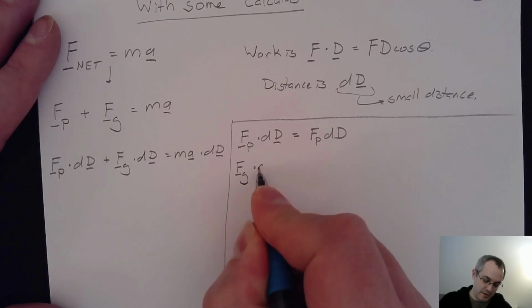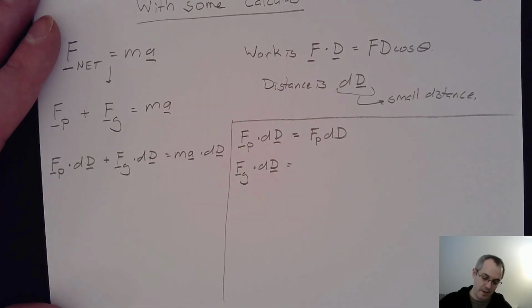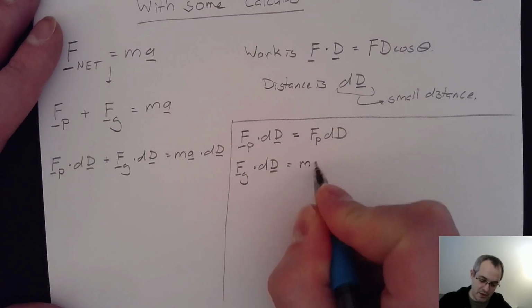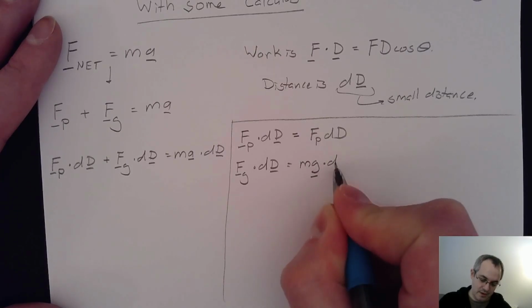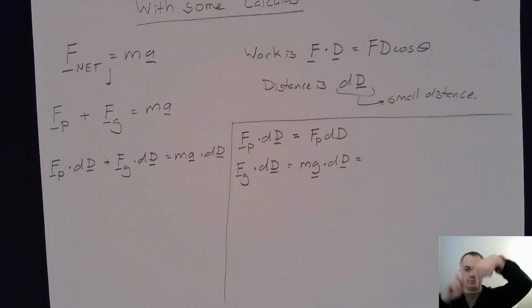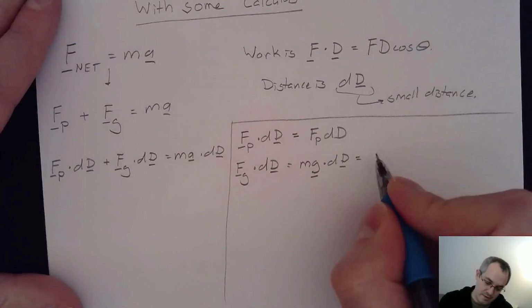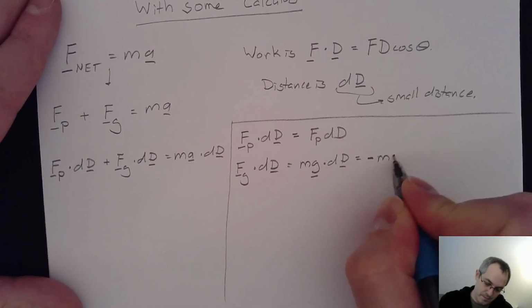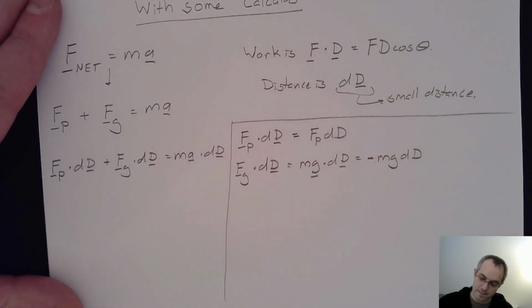On to the next one. Fg dot dd. Sometimes my d's look like a's. Hopefully the context clears up any potential confusion with that. So Fg, force of gravity, is mg dot dd. And they're in exactly opposite directions. So that means 180 degrees, therefore a negative sign.